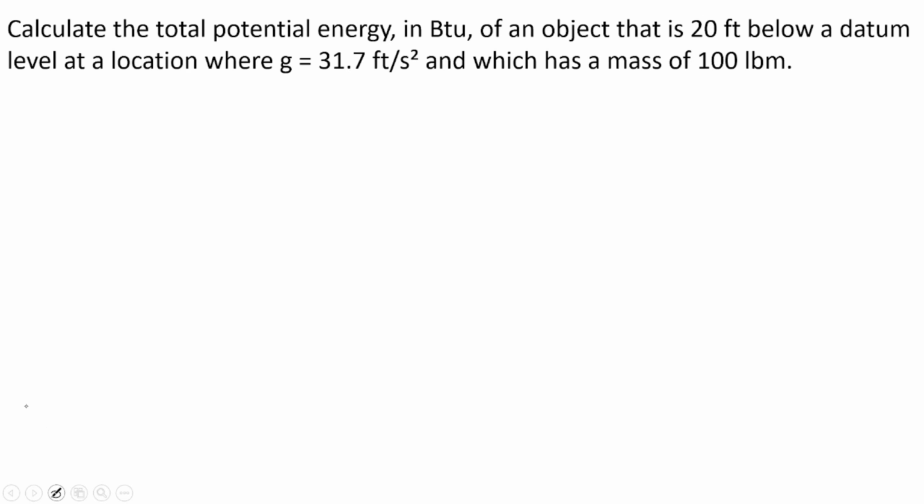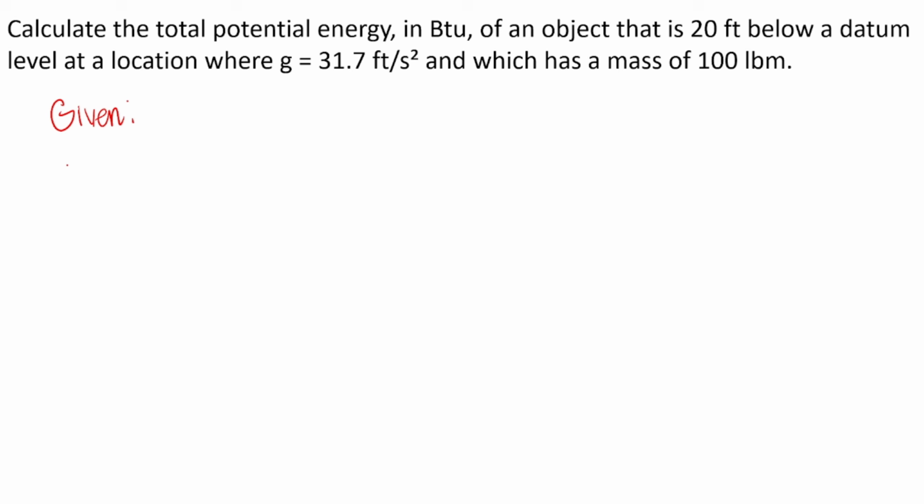Now, for this problem, we are asked to calculate the total potential energy in BTU, or British Thermal Unit, of an object that is 20 feet below a datum level at a location where G, or gravitational acceleration, is equal to 31.7 feet per second squared, and which has a mass of 100 pound mass. So, let's proceed. First, let's write what are we given.